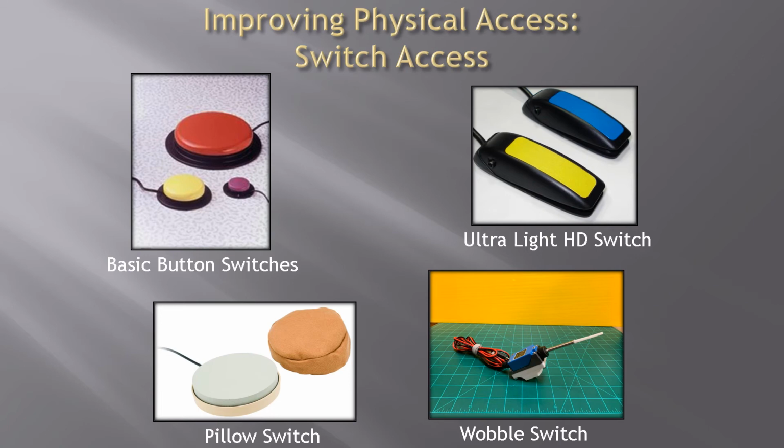The wobble switch at the bottom right corner is a great option because the arm lever can be hit from any angle to activate the switch. This means that someone who has a less controlled, larger movement, in an arm or a leg for example, can move the body part however they are able and still have a good chance of activating the switch when it has been positioned correctly.